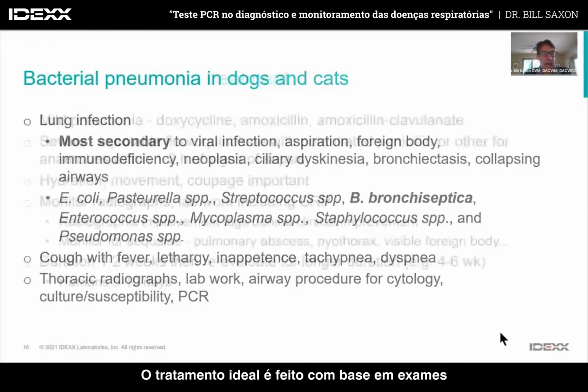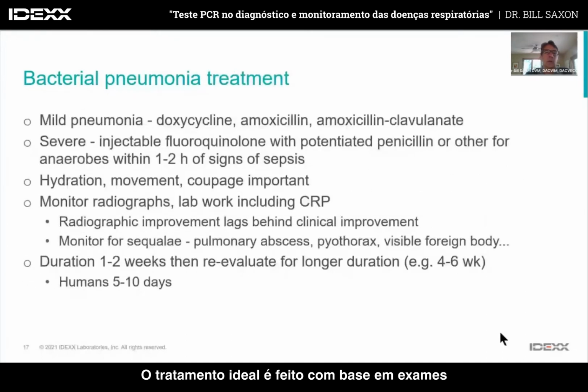And then treatment, ideally based on culture and susceptibility of pulmonary secretions, if your patient's stable enough to allow you to get those, which we usually require at the minimum sedation, if not anesthesia, which it's usually anesthesia, okay? If you have to provide symptomatic treatment because your patient's unstable or finances limit what you can do, then the options are the same as for every other part of the respiratory tract, which makes it pretty simple.